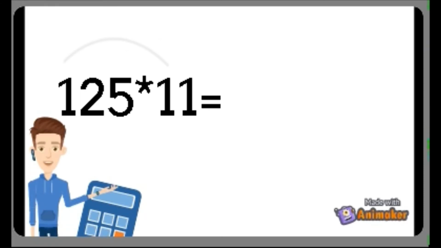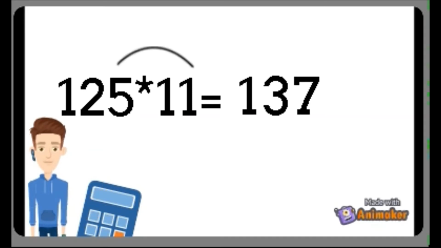Now let's see 125. Here we'll multiply 1 with 1, which is 1. We'll add 2 plus 1, which is 3. We'll add 5 plus 2, which is 7, and 5 into 1, which is 5. So the answer will be 1375.